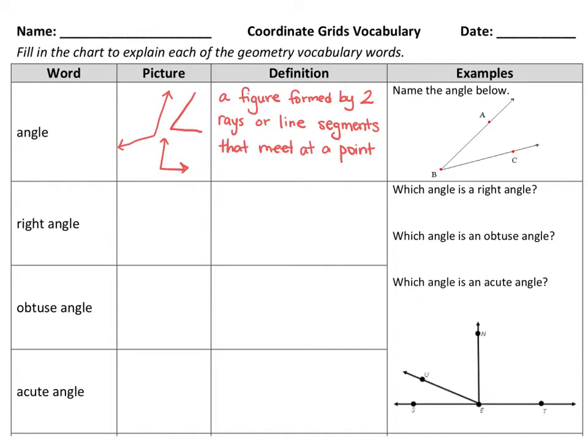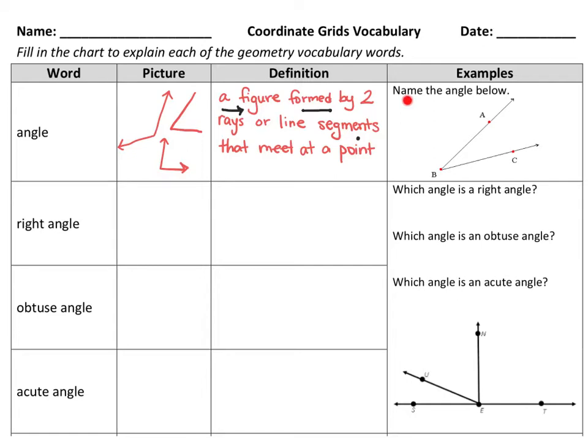So if you don't remember, a ray has a point at one end and it goes on forever in the other direction. And a line segment has a point at both ends. And a point, of course, is just the dot. So go ahead, draw that on your paper. Then we will move on and I will explain how to do the example. Pause the video while you write this definition.